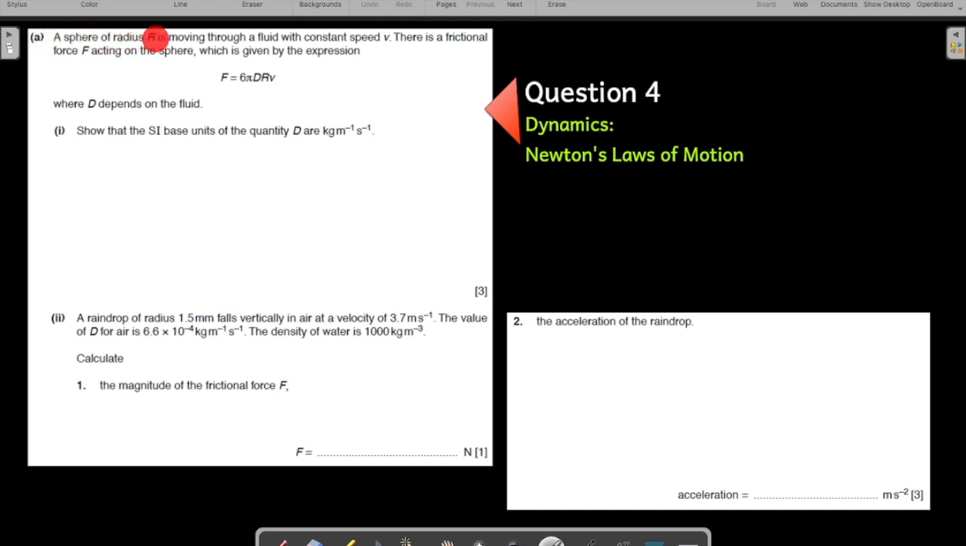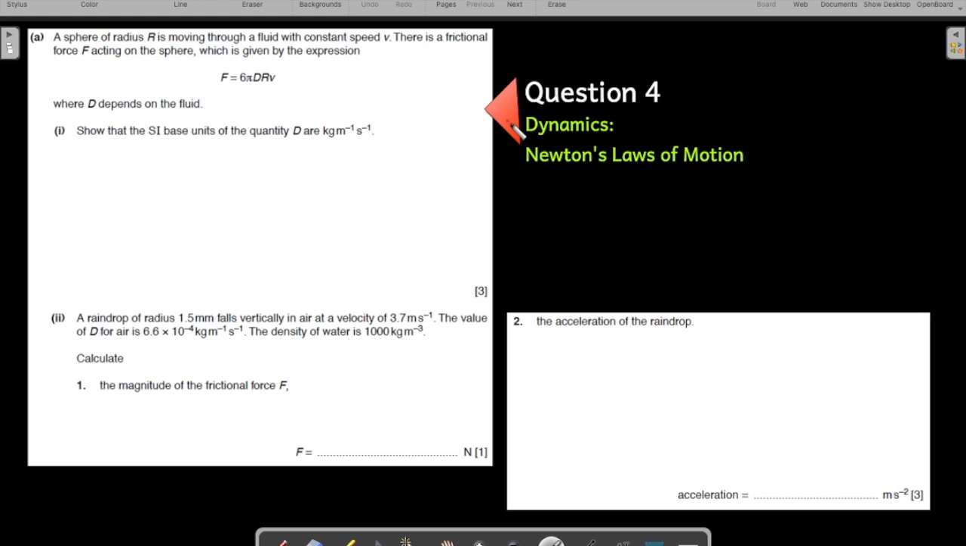A sphere of radius r is moving through a fluid with a constant speed v. There is a frictional force acting on the sphere which is given by the expression. The expression which defines the frictional force is given here, where d depends on the liquid. D is a factor which depends on the fluid. Show that the SI base unit for d is kg per meter per second. So they are telling you to derive the unit of the quantity d.